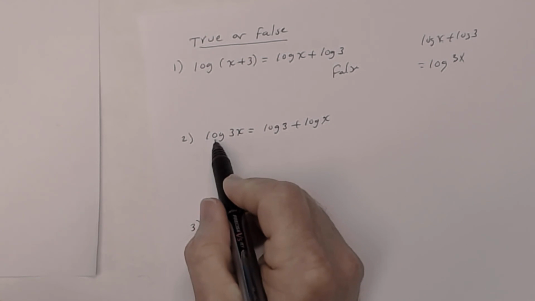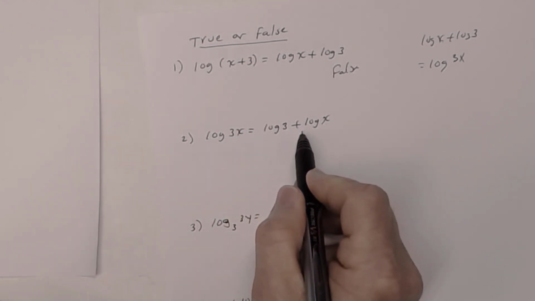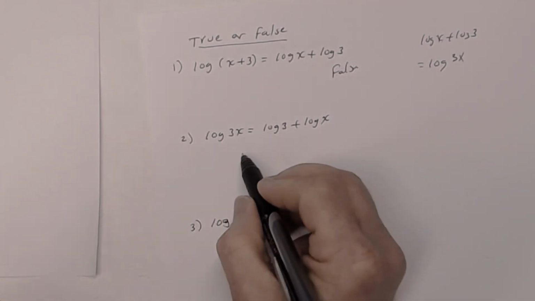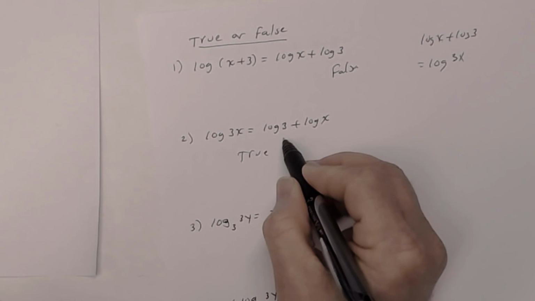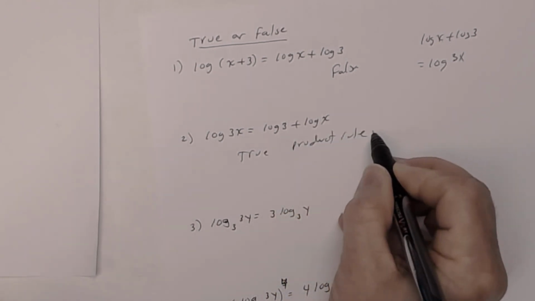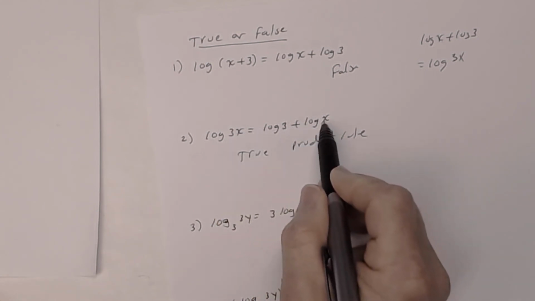So the question is, is the log of 3 times x the same as the log of 3 plus the log of x? Well, that's true, right? So it's true because basically this is a product rule. That's what the product rule says. The product rule says the log of a product is the sum of the individual logs.